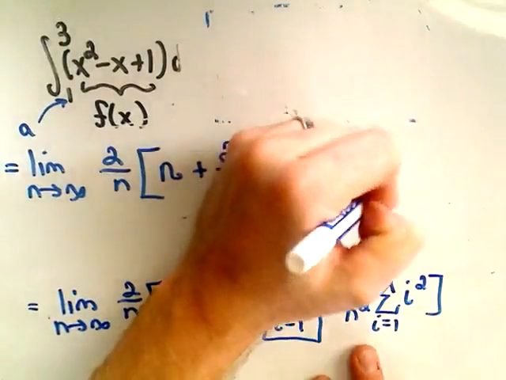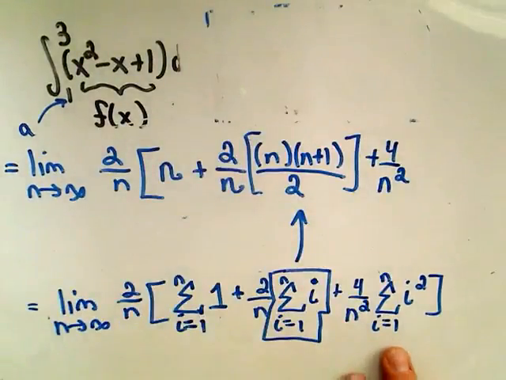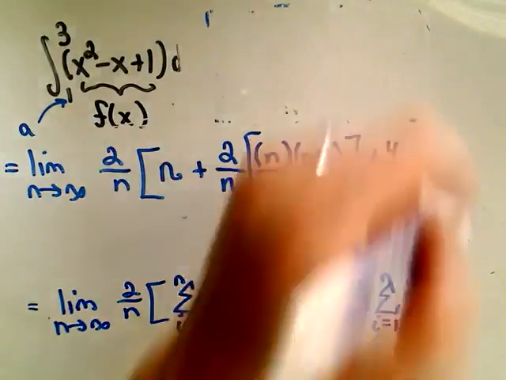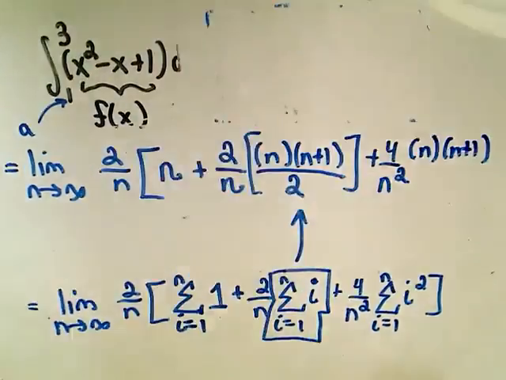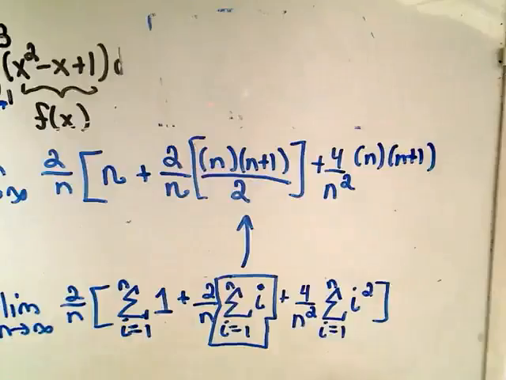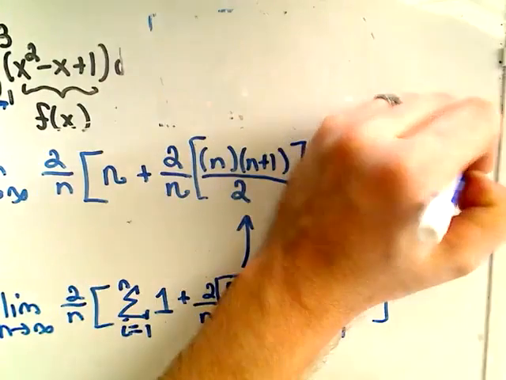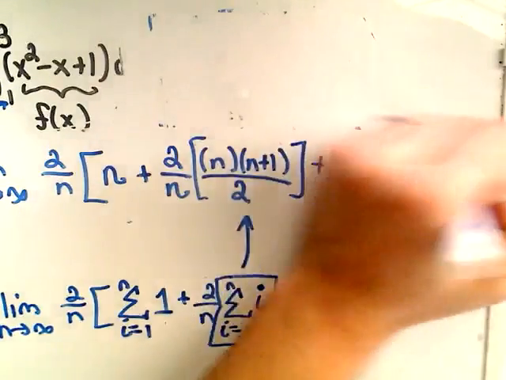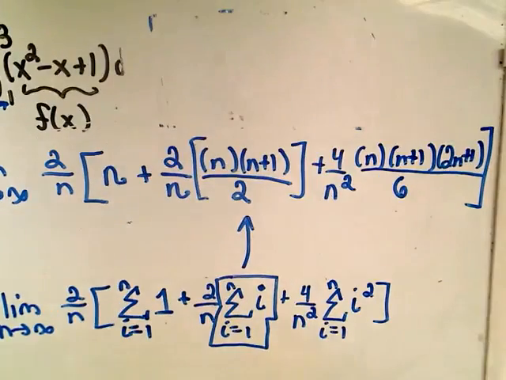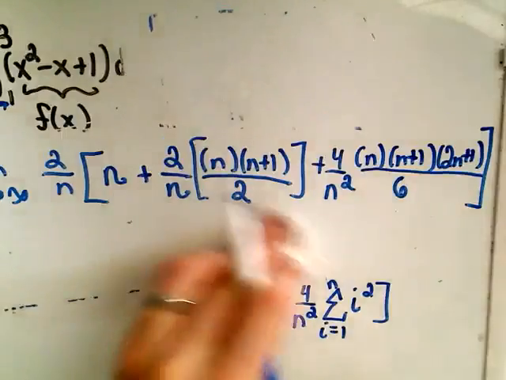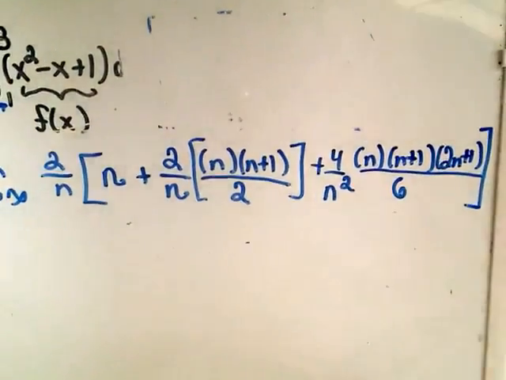Likewise, we saw that the formula for summing up from 1 to n of i squared was n times n plus 1 times 2n plus 1 all over 6. Okay? So at this point, now I've just got a limit problem that I have to simplify down. That's going to be a little tedious, but not the end of the world.